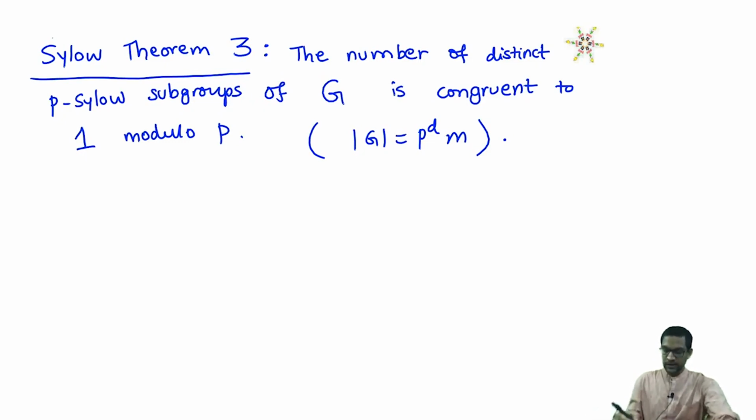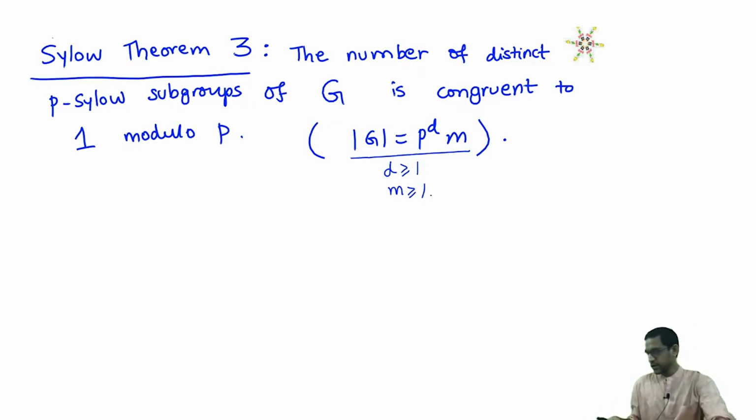Okay, and the notation is more or less what we used in all the earlier parts of the theorem, that we assume p divides the cardinality of the group. We write cardinality of G as p to the d times m. d is a power that's at least 1, and m of course is a number relatively prime to p, which again we assume is 1 or more. Okay, so let's prove the third Sylow theorem.